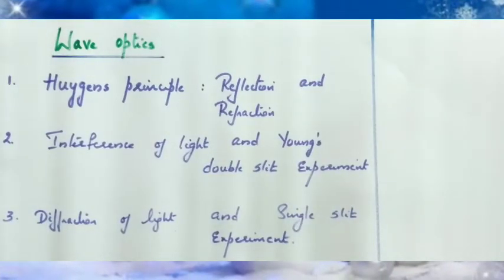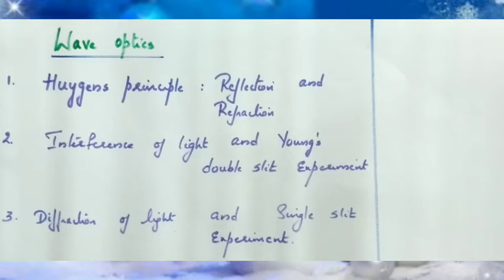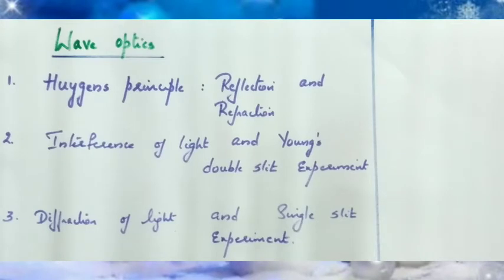Discuss the board questions and application questions relating to the chapter wave optics. In the chapter, you have to be very thorough with the following topics: Huygens principle, explanation of reflection and diffraction using Huygens principle, then interference of light and Young's double slit experiment, and the third one, diffraction of light and single slit experiment. There are so many board questions and application questions relating to the topics.